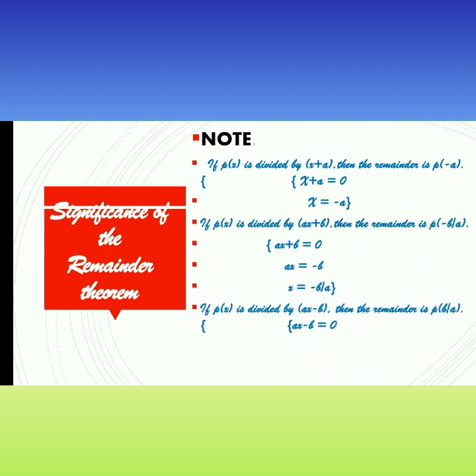If p of x is divided by ax minus b, then the remainder is p of b by a. That is, the linear polynomial ax minus b is equal to 0. Ax is equal to b, since minus b comes as plus b. Then x is equal to b by a. Therefore, the remainder is p of b by a.